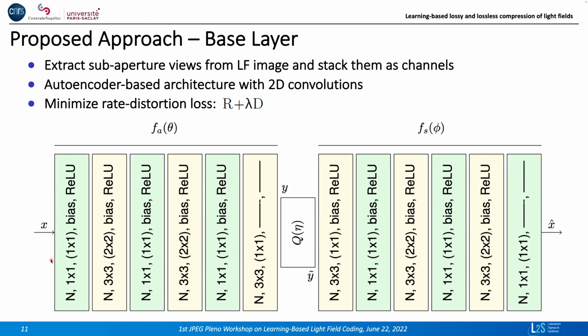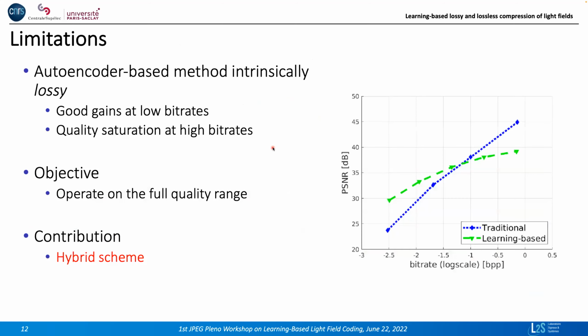So you have as many channels as the number of views, and then we used classical 2D convolution to code the light field, by minimizing a rate distortion loss. Now, if you apply this, this works, as I said, very well when you have very low bit rate, because the representations that you can learn are very effective and are much more powerful than simple transforms like DCT and so on. So at low bit rates, you see that the learning-based codec performs very well.